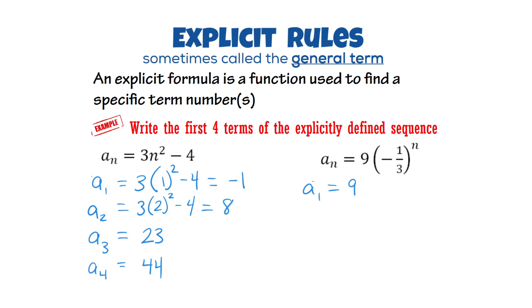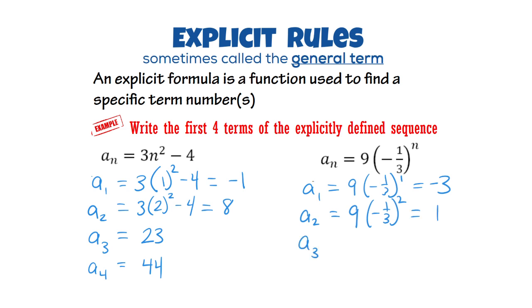So I've got a 9, and this is going to be a negative 1/3 to the first power. Okay, so that's not terrible. 9 times 1/3 would be 3, but it's going to be a negative 3. If I want the second term, now I'm going to be taking this negative 1/3 and squaring it. Can you do that in your head? Okay, hopefully you're getting a positive 1/9 times 9 would get you a 1.